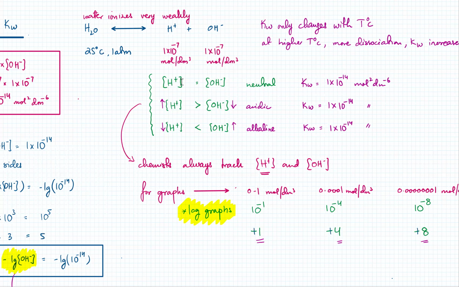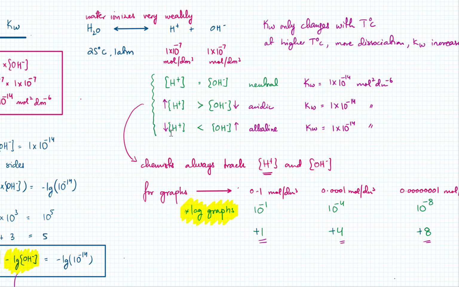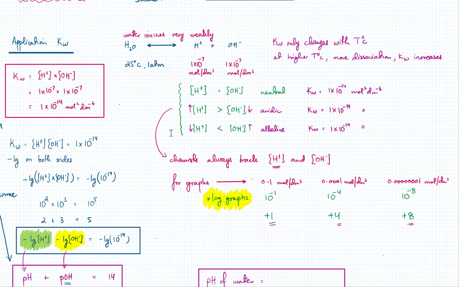Is that clear? Yes. When you have an acid, that does not mean that the OH ions are not there. It's just that they're going to be lesser in quantity. When you have an alkali, that means you've got more OH ions, but you're going to have less H plus ions. So they're always, both of them are going to be present.